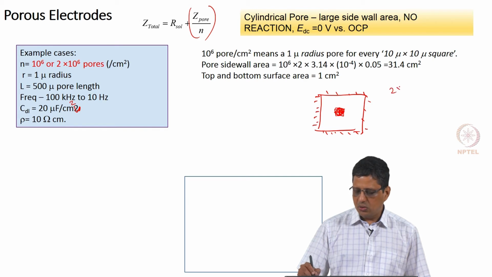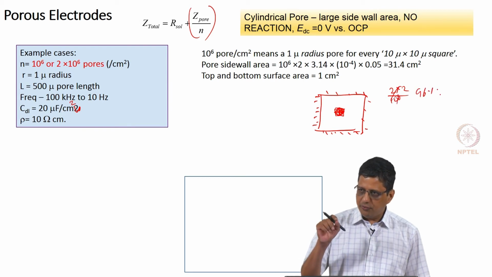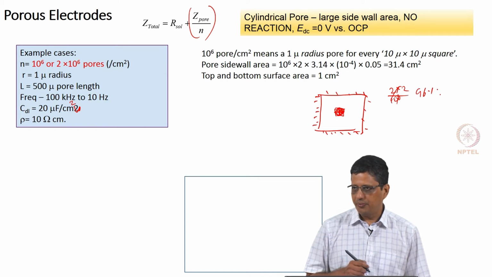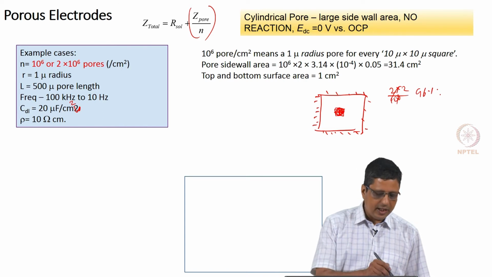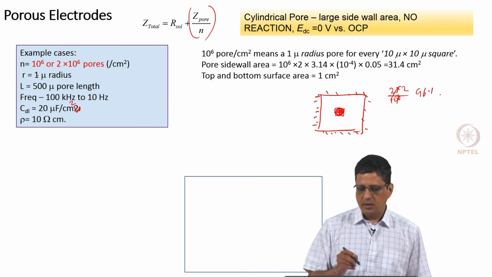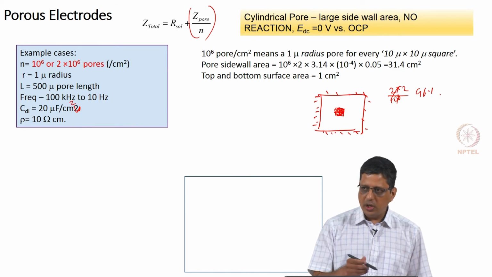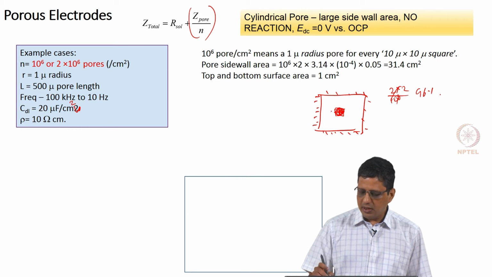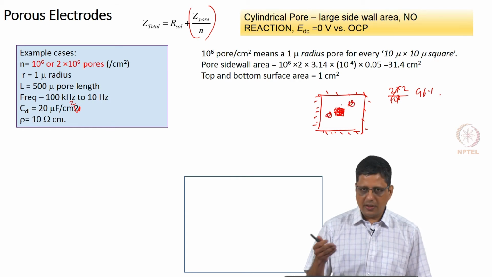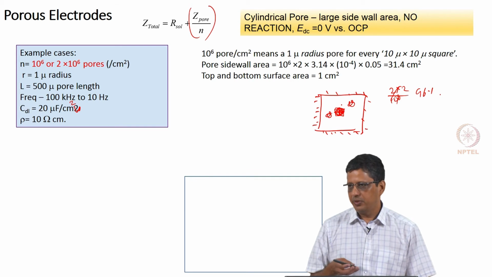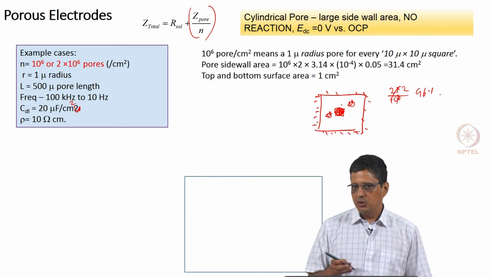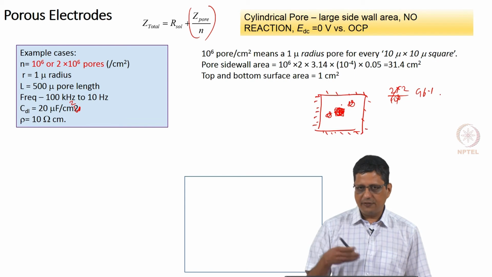So, I get 2 by 2 out of 100. So, 96% is still covered by solid electrode, only 4% or a little less than 4% corresponds to the opening of the pore. That is what I would get if I take 1 micron radius and 10 power 6 pores. If you say 2 into 10 power 6, 2 million, it is going to have 2 such. So, it is going to cover 8% or 7% of the surface area. So, it still has a lot of area left on the surface.